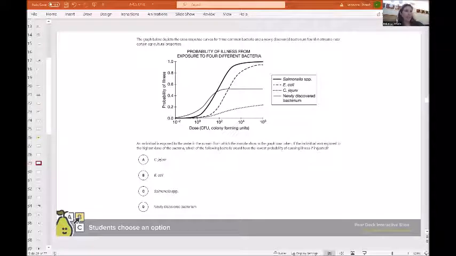All right, so we're kind of split 50-50. Either we're thinking it's A or B, okay? All right, so let's kind of look at what we've got as far as our curves.